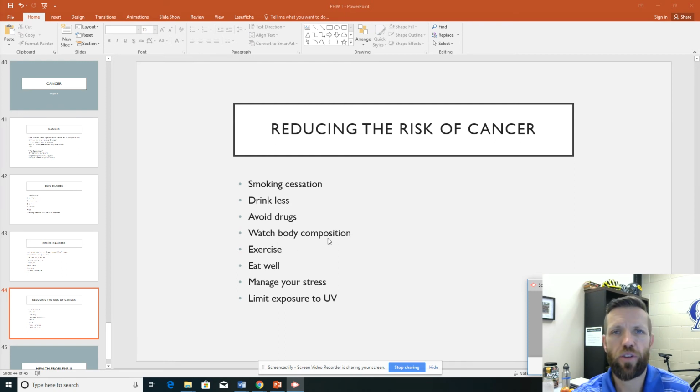Watching body composition, we're going to talk about that through chapter 6 and then all the way through the final module. Exercise, that's what's coming in module 3, and we're going to talk about how that reduces the risk of cancer when we get to it. Eating well, again, that's back in nutrition on the fourth module, and then managing your stress. We know that if you manage your stress appropriately, that you choose to view it as a challenge addressed by skill as opposed to just a negative thing, that it's a great thing. And then again, limit that exposure to UV.